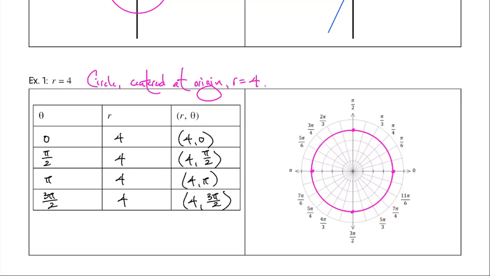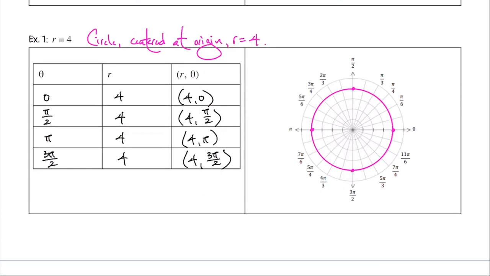Now some of these simpler ones, you might say, oh, I know this is a circle. You could just graph a circle. But as we get into ones that are more and more complicated, having a table is actually not a bad tool to fall back on. All right. Any questions about number 1?